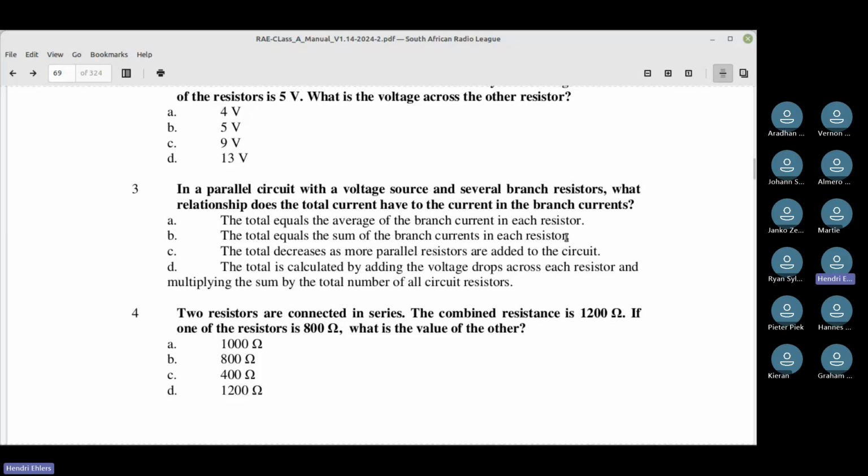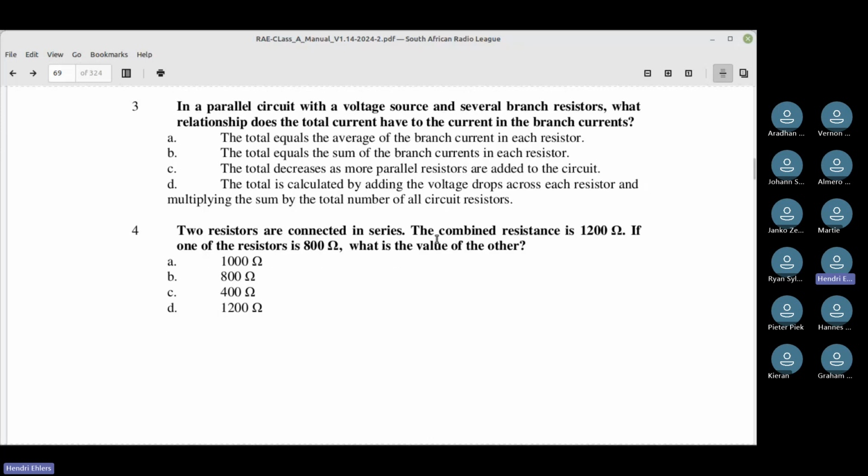Sum of the branch current. So I would say it's B. Does everybody agree with me? Yep. Good. Thank you very much. Okay, so it seems like I got something right. Or you guys are just very clever.